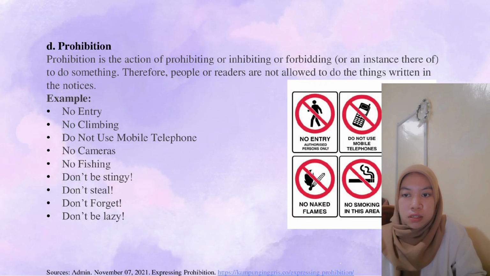D. Prohibition. Prohibition is the action of prohibiting or forbidding someone to do something. Therefore, people or readers are not allowed to do the things written in the notice. Example: no entry, no climbing, do not use mobile telephone. No camera. No fishing. Don't be stingy. Don't steal. Don't forget. Don't be lazy.